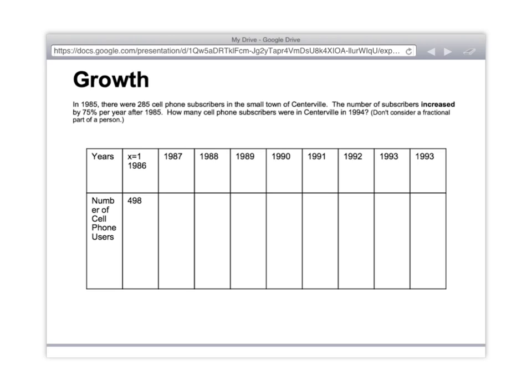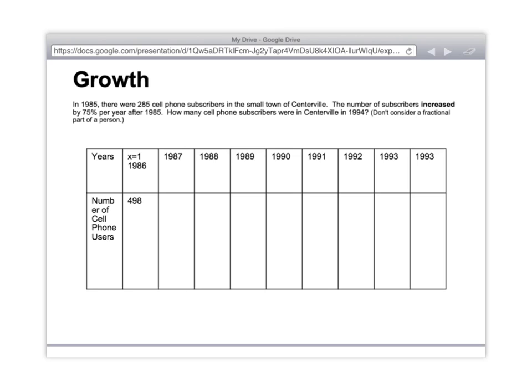Another problem: in 1985, there were 285 cell phone subscribers in the small town of Centerville. The number of subscribers increased by 75% per year after 1985. How many cell phone subscribers were there in Centerville in 1994? Don't consider the fractional part of a person.